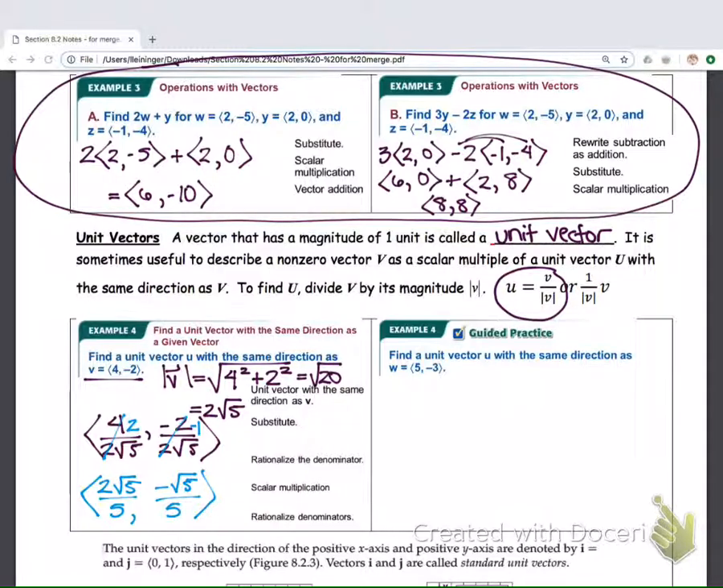Let's try this for a second one. They give me the vector w. First thing I find is the magnitude of w, and simplify it if I can. Square root of 25 plus 9, or square root of 34. In this case, does not simplify. To find the unit vector, we just take each the x and the y component and put them over the magnitude.